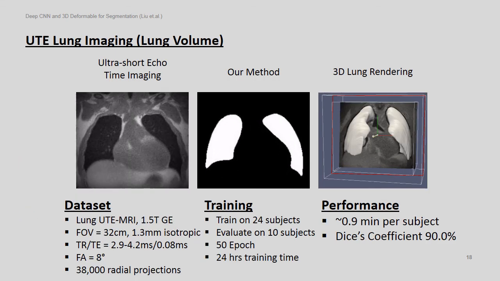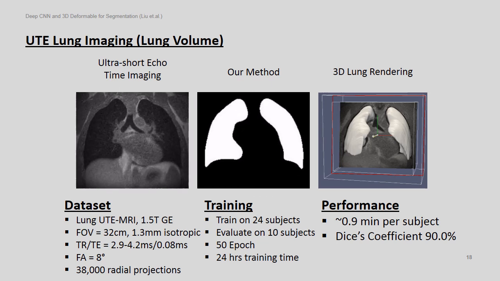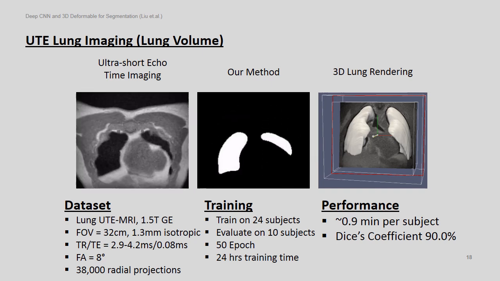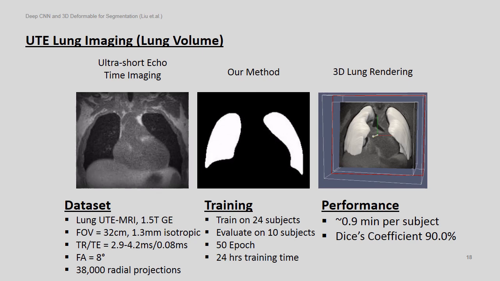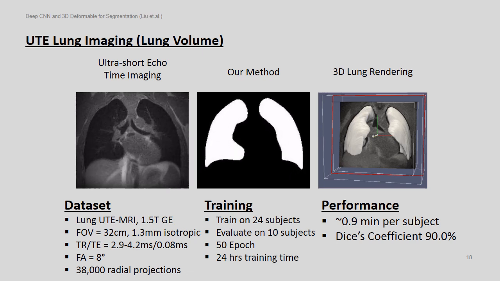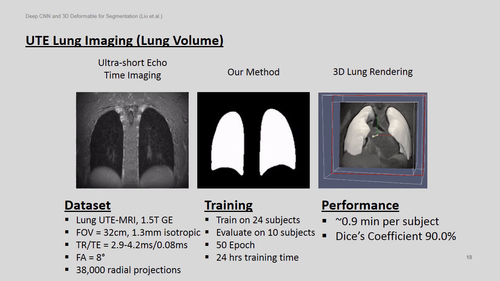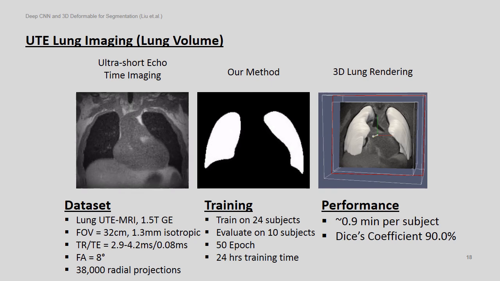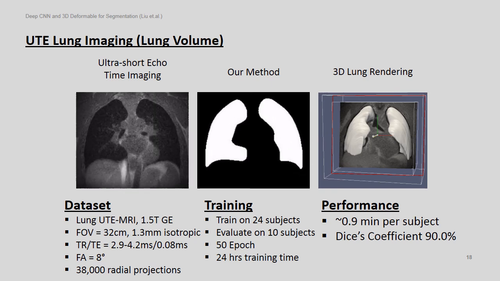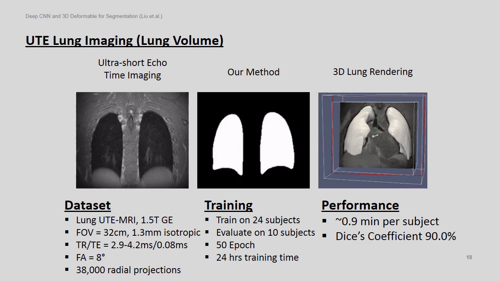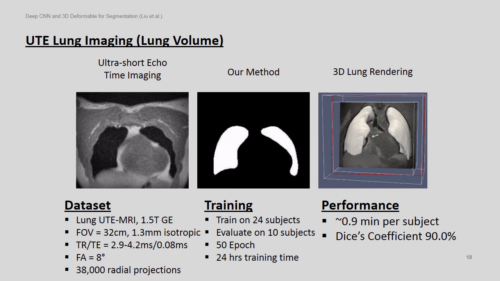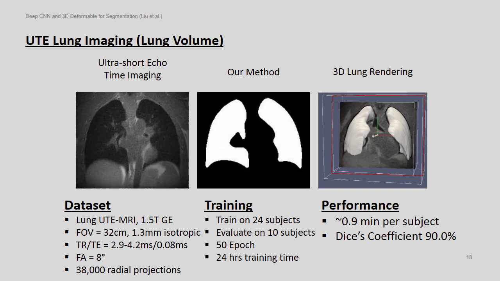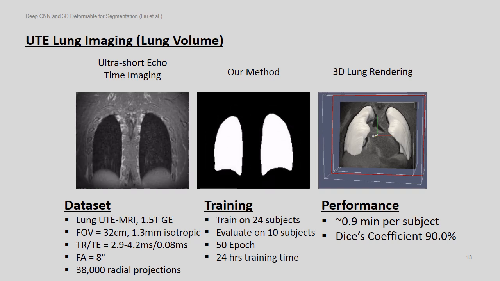As a further extended application of our proposed methods, in another study for quantitative evaluation of pulmonary ventilation, we tested our methods on 3D radial ultra-short echo time images for segmenting and assessing lung volume. The CED network was trained on 24 subjects, including healthy subjects, patients with asthma, and patients with cystic fibrosis. The evaluation was performed with another 10 subjects. Our method achieved high segmentation accuracy with an average 90% dice coefficient for segmenting lung volume, and also achieved high segmentation efficiency with an average segmentation time of less than 1 minute.